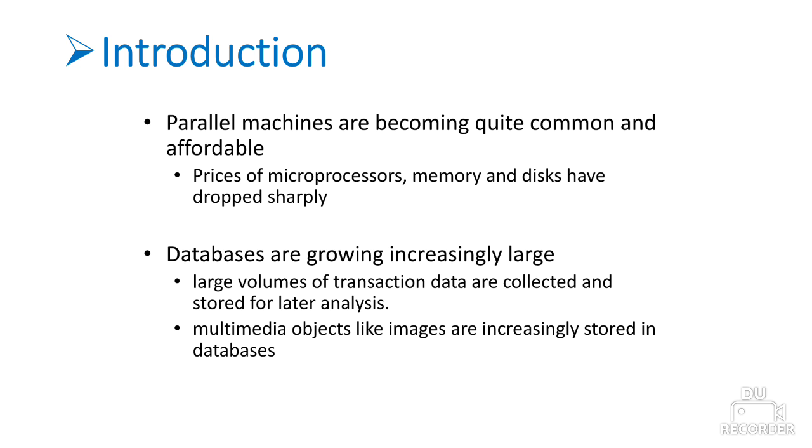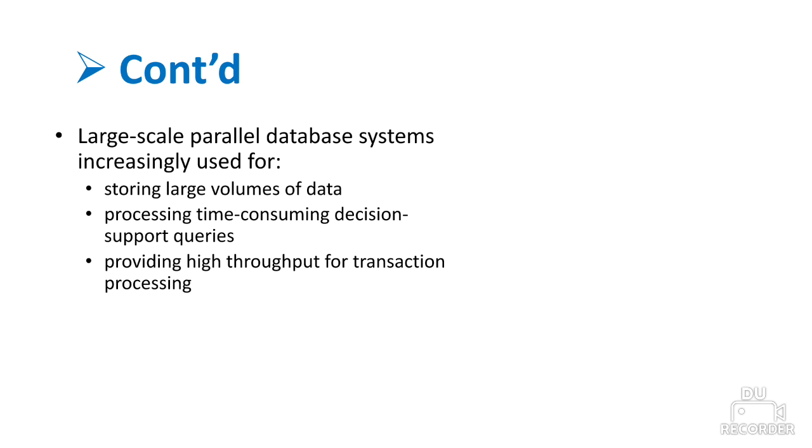As you all are using social media like WhatsApp, Hike, Instagram, Facebook, etc., all these social media have a very large amount of data. So to store all this data, we need some efficient technology. So large-scale parallel database systems are increasingly used for storing large volumes of data, processing time-consuming decision support queries, and providing high throughput for transaction processing.